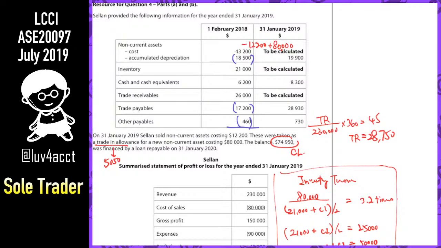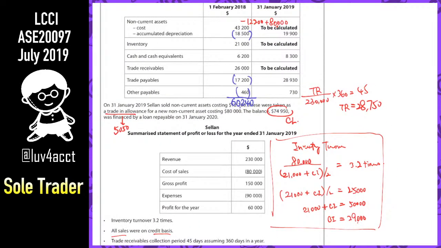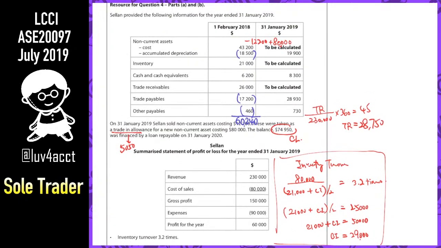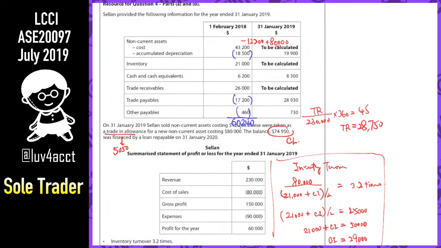So it is 60240. And then the cost minus 122 plus 111000 minus 19900, we will have 91100. Okay, so now we have everything we need.